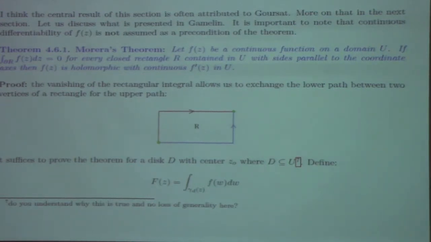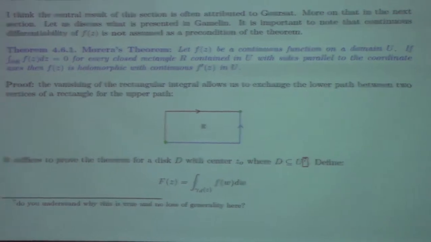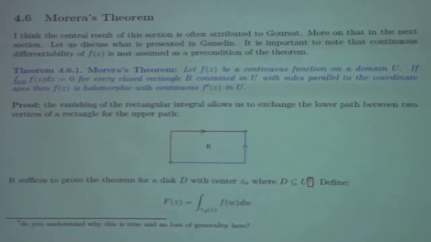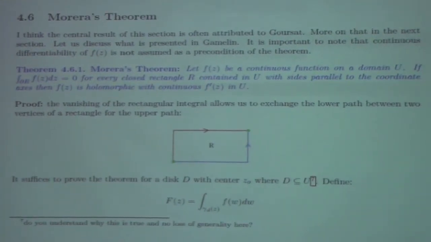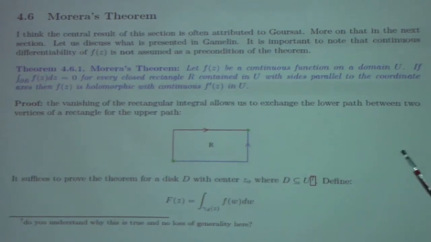So f of z is a continuous function on domain U. If the integral around the boundary of a rectangle is 0, for every closed rectangle contained in U with sides parallel to the coordinate axes, so it's saying none of these kind of rectangles, they have to be these kind of rectangles, non-weird rectangles, then f of z is holomorphic with continuous derivative.